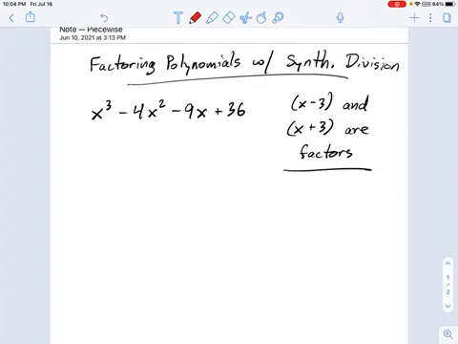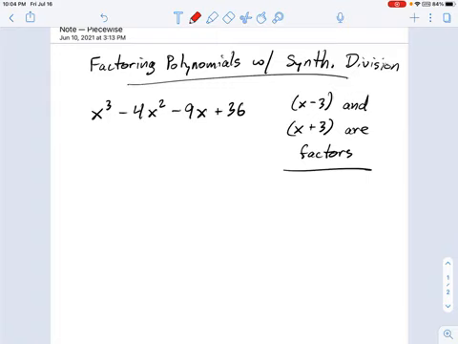We're getting deeper into synthetic division now. It's time to learn how to use synthetic division to factor a polynomial, given that you know what some of the other factors are. So in this example, I've got this cubic polynomial, and I'm just going to tell you that x minus 3 and x plus 3 are factors of that polynomial, and I want to fully factor it.